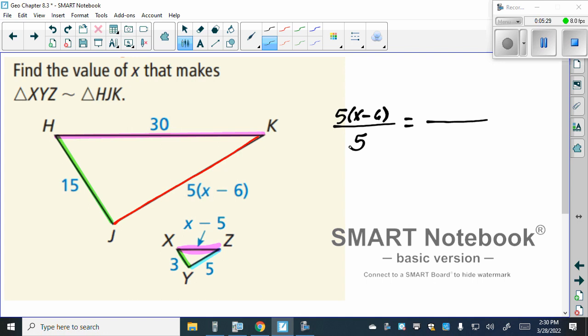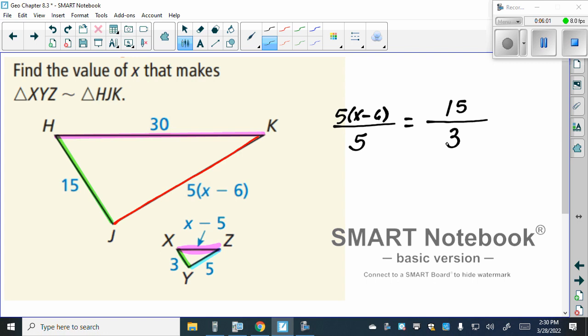Which other one do we have? Well, we have the x minus 5 and 30, yes? But HJ and XY, so our 15 over 3, yes? Now, we put 15 on top because we used 5 times x minus 6 first. So since they're on the same triangle, and we put 5 times x minus 6 in the numerator, we'll put 15 in the numerator also, yes?